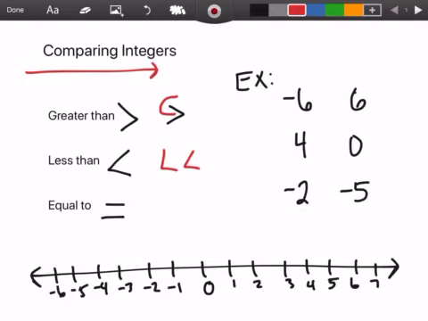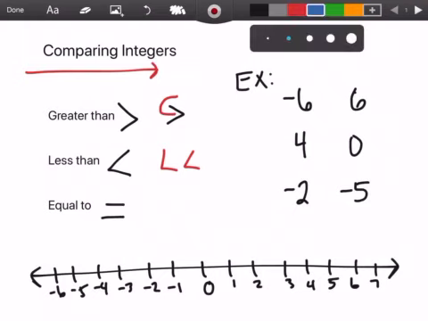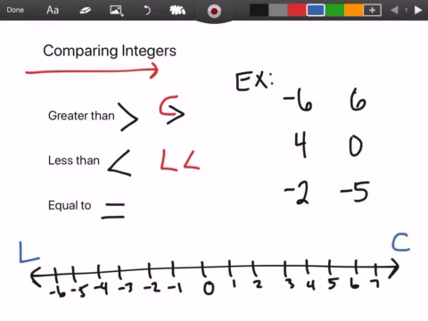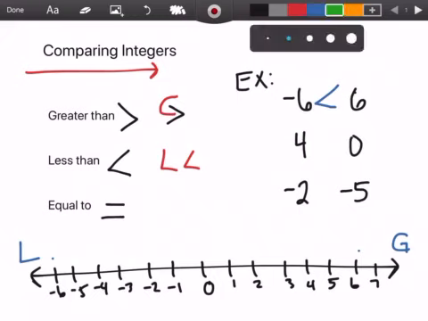Well, this one's pretty easy because every negative number is less than the positive numbers. So the further to the left we go on the number line, the less value we have. The further to the right, the greater the value we have. So a -6, way over here, is very much less than a +6, which is way on the right. So we're going to put less than between them.